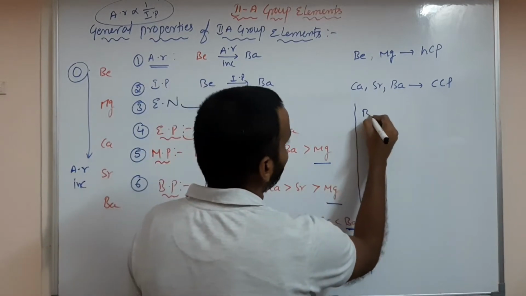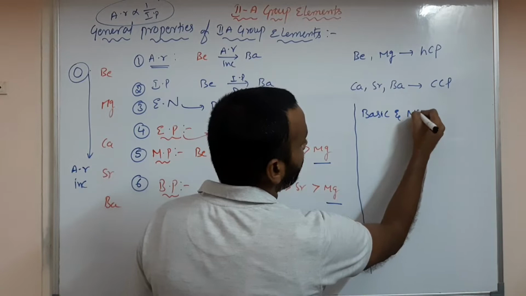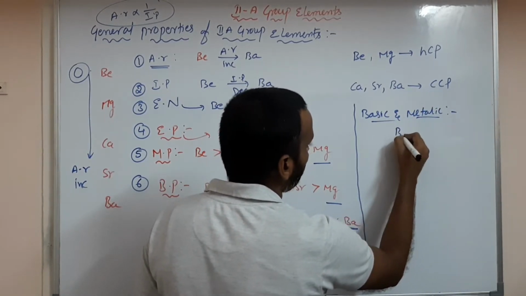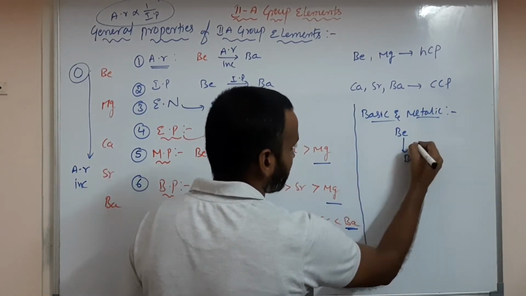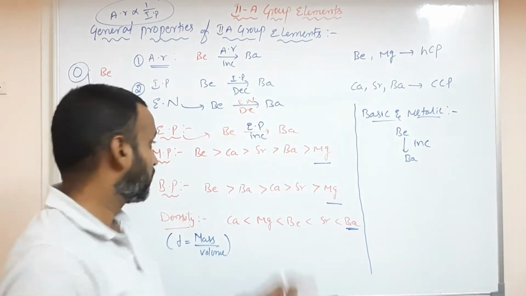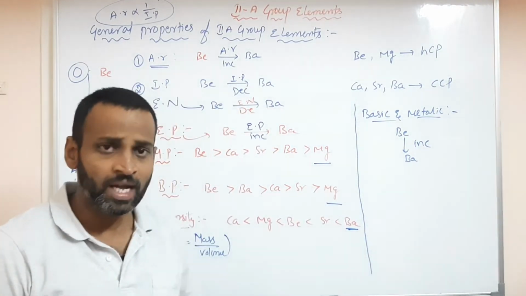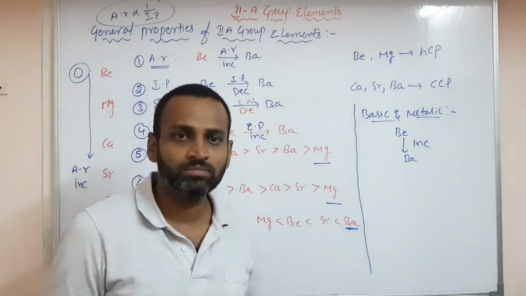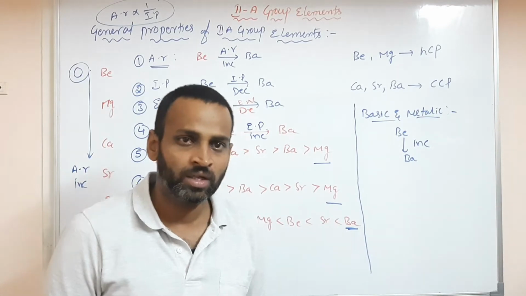That is basic nature and metallic nature. What happens? As we go down from beryllium to barium, the basic nature increases and the metallic nature increases, because electropositive nature increases, so they can easily lose electrons. Yesterday I told you about ionization potential. These alkaline earth metals can lose 2 electrons.